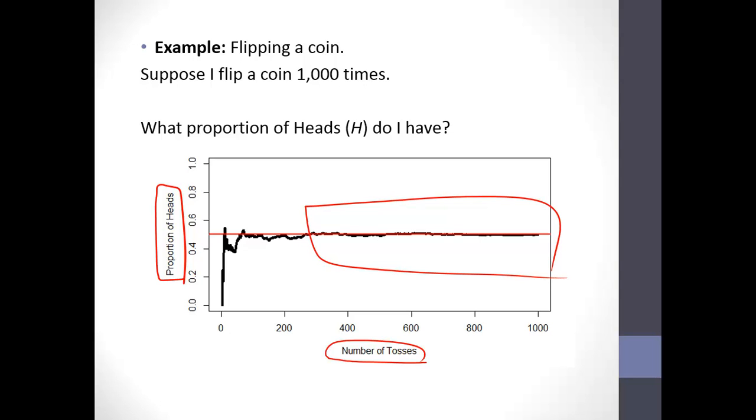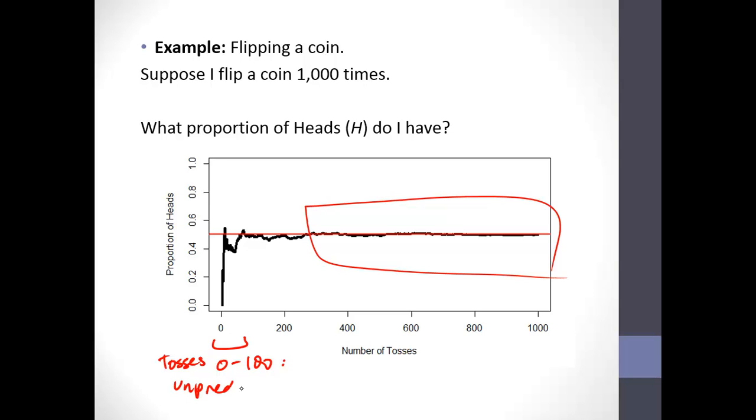So going back to that idea of chance behavior, flipping a coin is an example of chance behavior. If I just do it once, I don't know what's going to happen. I might get a head, I might get a tail. So that idea that it's unpredictable in the short term, up in this area from tosses 0 to, I don't know, maybe 100.